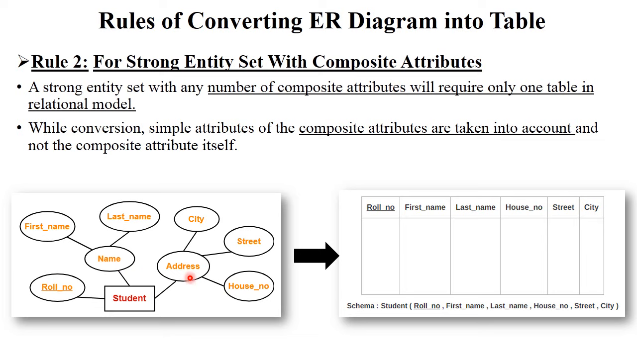Now the next simple attribute is address, but this address has composite attributes city, street and house number. So just mention city, street and house number in your table. In this way a strong entity set with composite attributes is converted into a table. So always take the primary key and all the composite attributes.